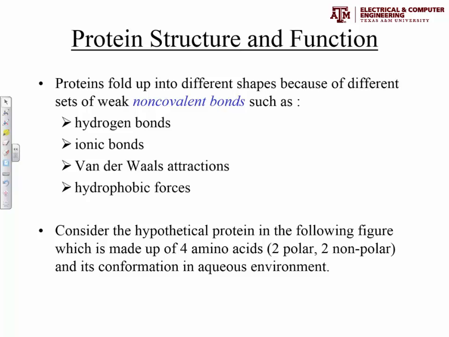Then you could have ionic bonds, right? Depending on, if in the protein there is some other molecule where there is some other charge bond. Then you could have van der Waals attractions. This refers to the fact that if you have two atoms, if you bring them too close to each other, they will repel, right? If they are too far away, they'll attract, okay? So they have to be a certain distance in order to maintain equilibrium.